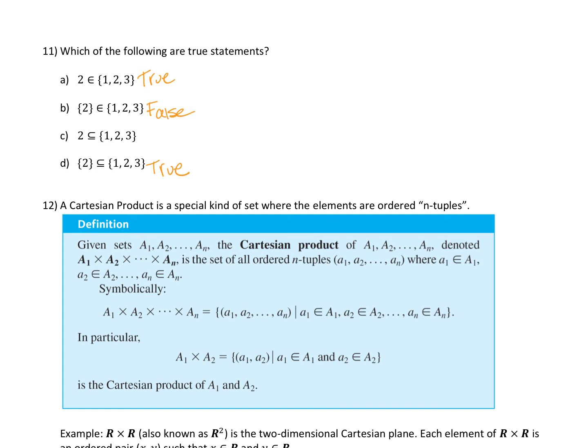And then for C, this says 2 is a subset of the set 1, 2, 3. This is not true because 2 is a number, not a set. For this to be a set, we would need curly brackets around it to make that look like the set that contains the number 2. So this one is false.